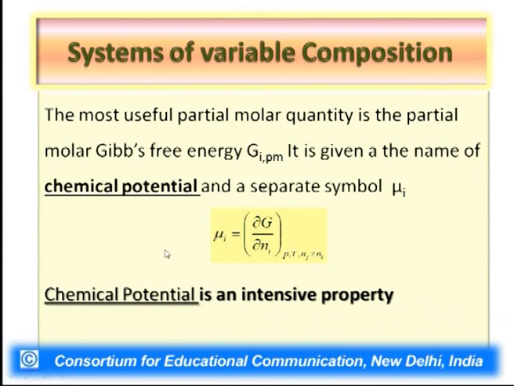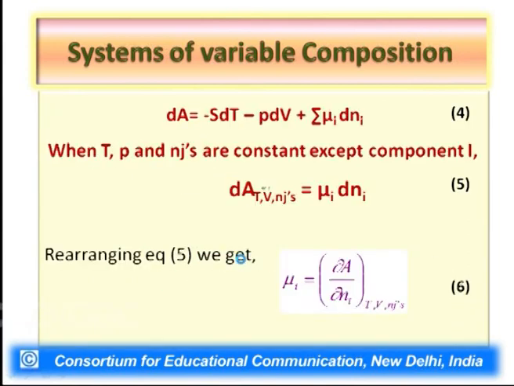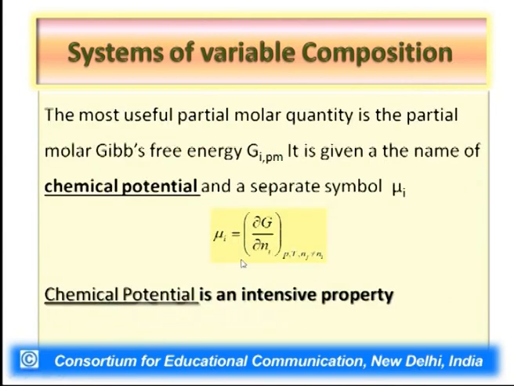Now, this chemical potential is an intensive quantity. Why is this an intensive quantity? Please try to see it very carefully: it is a ratio of change in two extensive properties, that is the Gibbs free energy and number of moles. So, when it is a ratio of two extensive properties, it will be an intensive property. So, chemical potential is always an intensive property of the system.